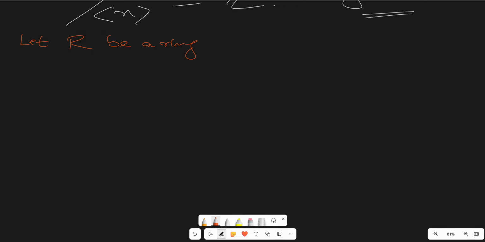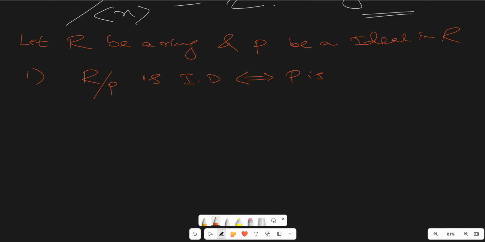Let R be a ring and P be an ideal in R. So what you have to prove is, first you will prove that R mod P is an integral domain if and only if P is a prime ideal in R.